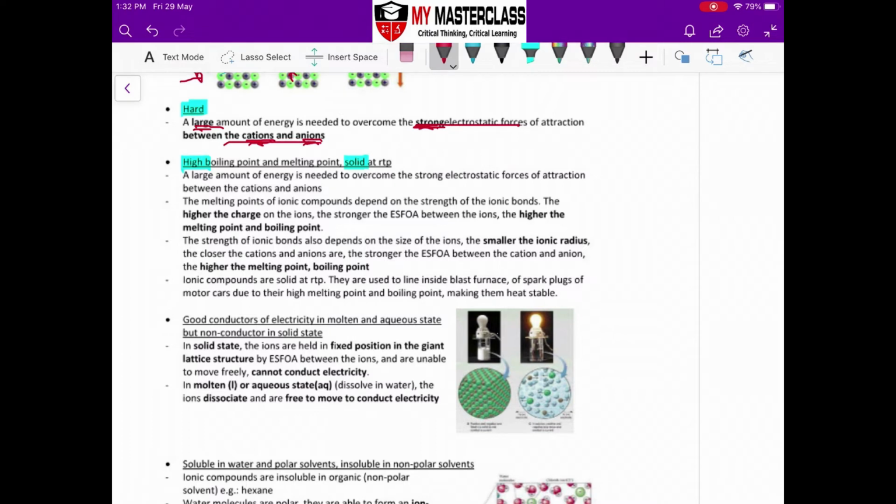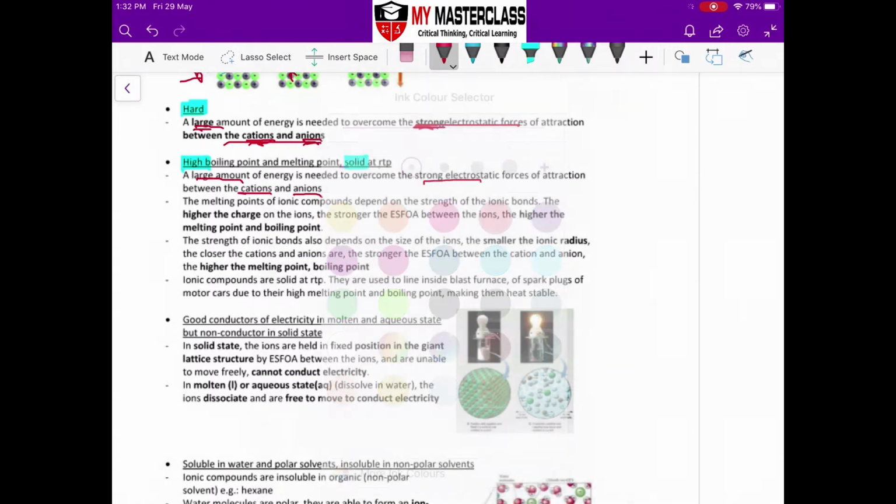Why do they have high melting point, high boiling point? Again, a large amount of energy is needed to overcome the strong electrostatic force of attraction between the cations and anions. So a large amount of energy is needed, therefore it has high melting point and high boiling point.